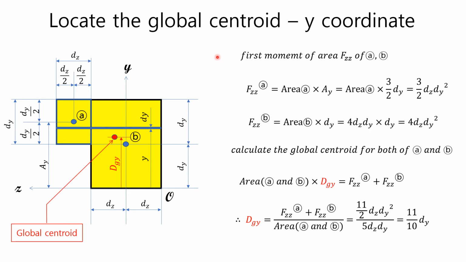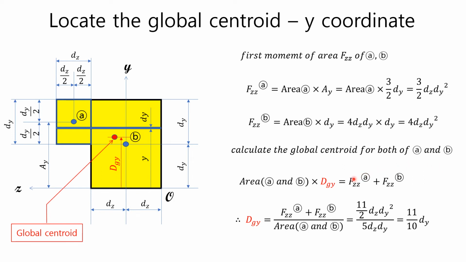As an example, let's locate the centroid for a shape made of two rectangles by referring to what we got in the previous slide. The perpendicular distances of the centroids from the z-axis are ay for element A and dy for element B. Therefore, we can express the first moment of area for A and B as shown in these equations. Then we are ready to calculate the global centroid for both element A and B.